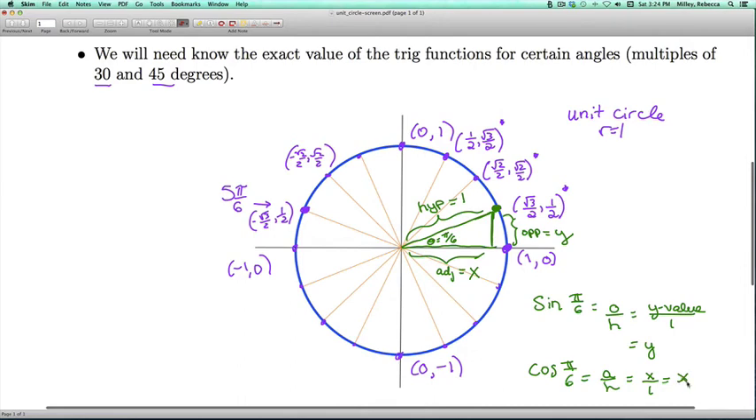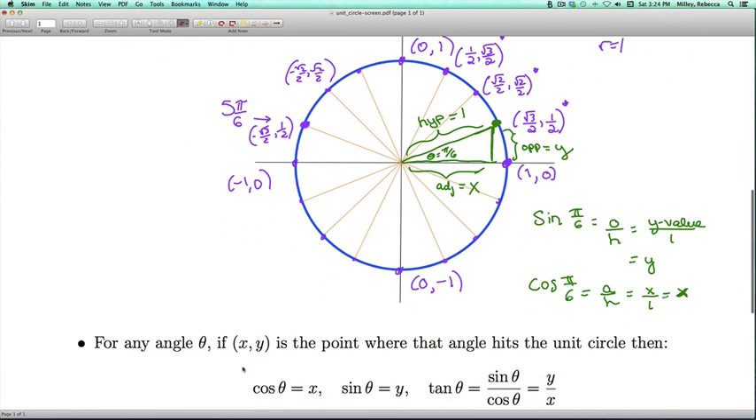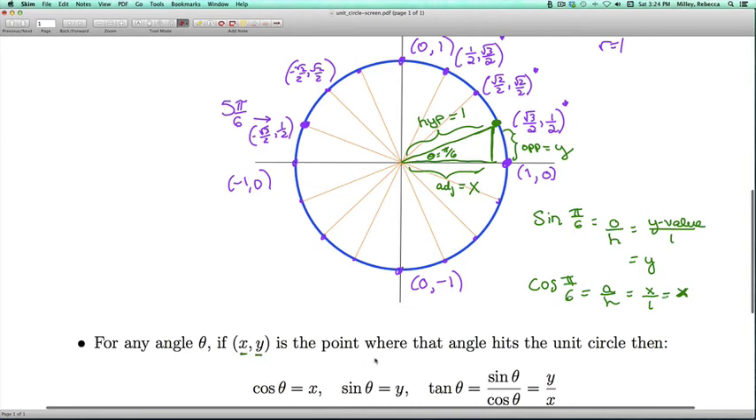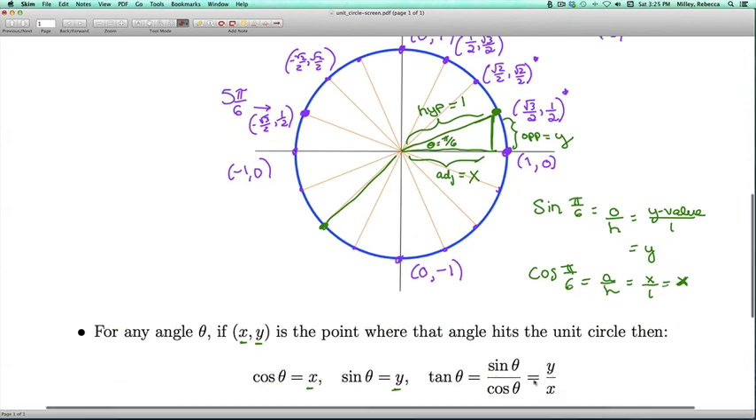And in fact, this is going to be the case not just for pi over 6, but for any angle on the unit circle. We have that if you call x comma y the point where the angle hits the unit circle, like this point right here would be the point where this angle hits the unit circle, then the cos of that angle is the x coordinate. The sine of the angle is the y coordinate, and the tan, well, tan is sine over cos, so it's just y divided by x.